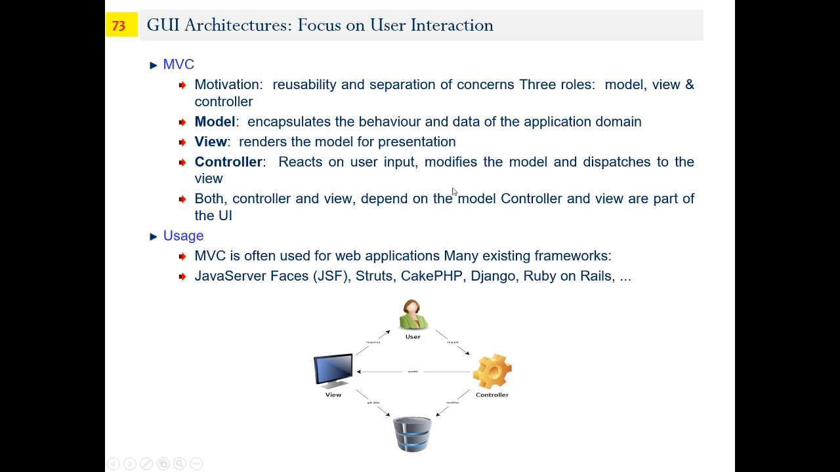So MVC, again to repeat, model encapsulating behavior and data, like what an object was doing, encapsulating data and function. Similarly, data and behavior. View renders the model for presentation to the outside world. Now, who will do the reactive kind of stuff? It is based on the controller. So controller triggers up the model, modifies the model, dispatches to the view, and then the reliable view can be rendered for presentation to the outside world.